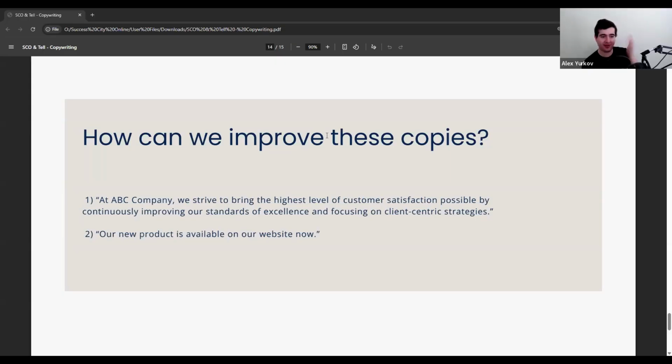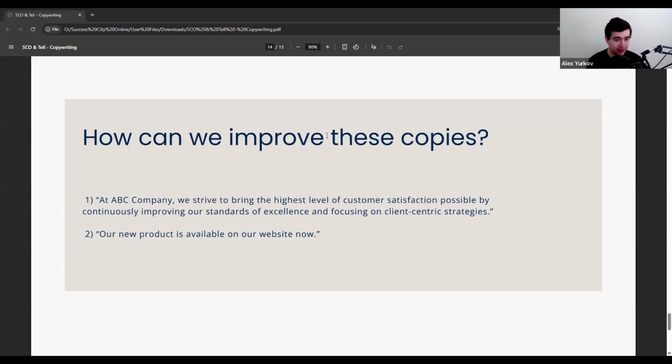Yeah, absolutely, all of the above, right? We have some AI words that AI loves here. I don't know what to do after this. No good strong call to action, right? A lot of ways we can improve this. Let's look at the second one now: our new product is available on our website now. If this is the entire post, that's not amazing.